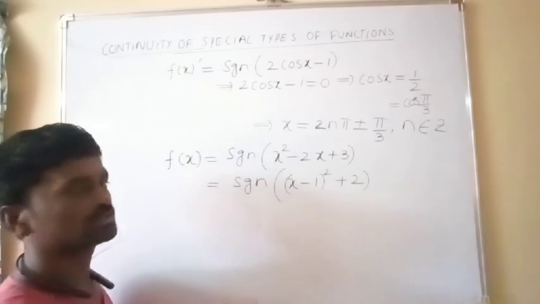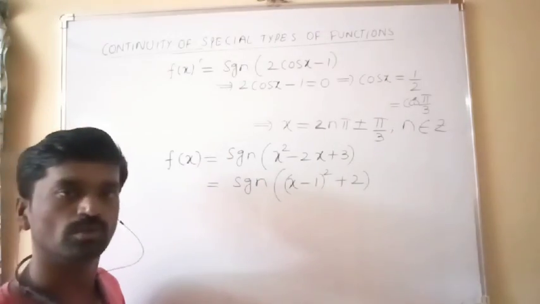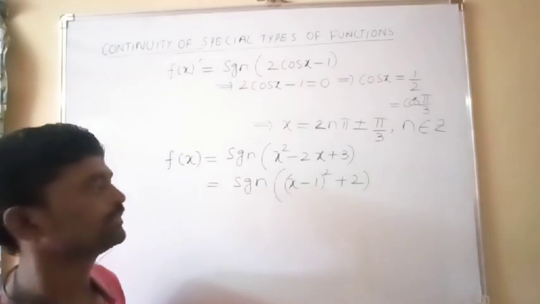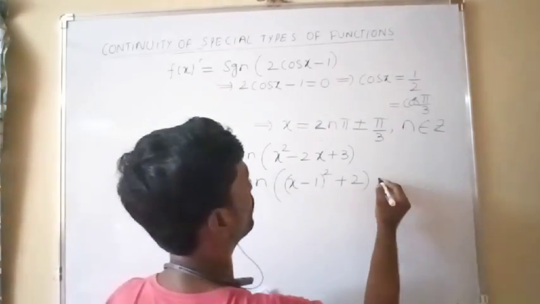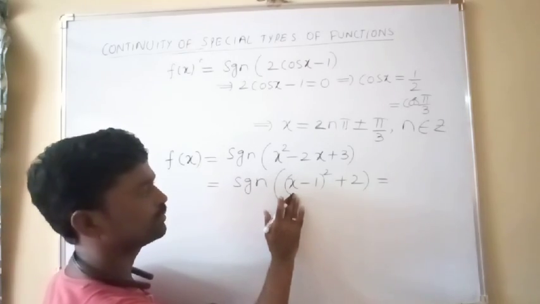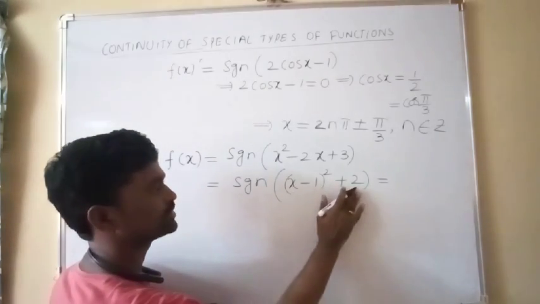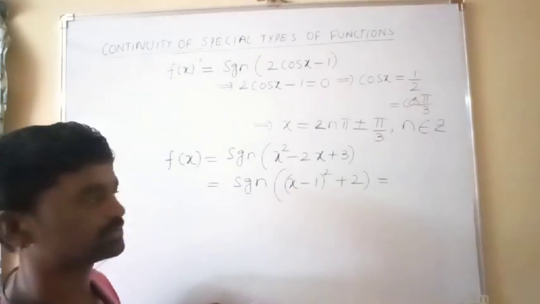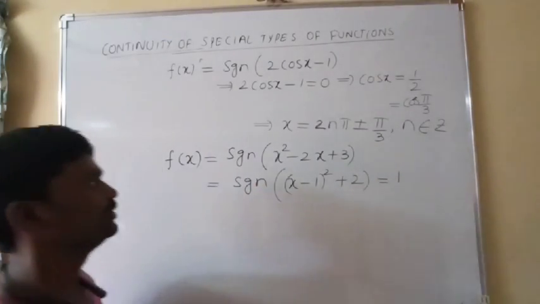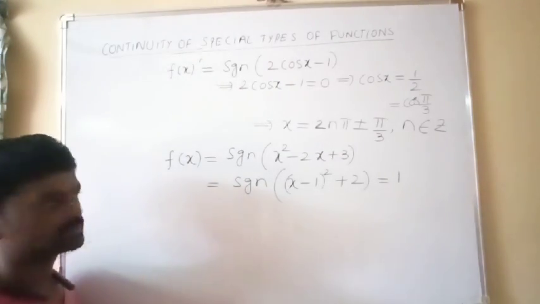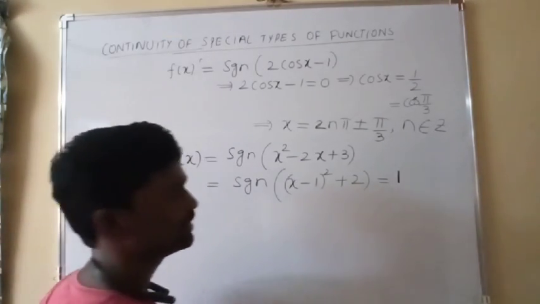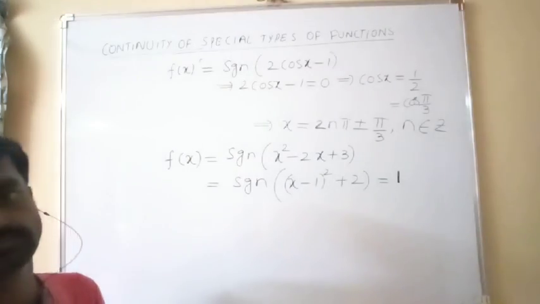Hence, this function is a continuous function in its domain, and the domain of this function is all real numbers. Or you can write it like this: (x minus 1) whole square is non-negative, plus 2 is positive. So 2 plus some non-negative is a positive number. So signum of a positive number is what? Equal to 1. You can argue like this also. So f of x is equal to 1, which is a constant function. So it is a continuous function.